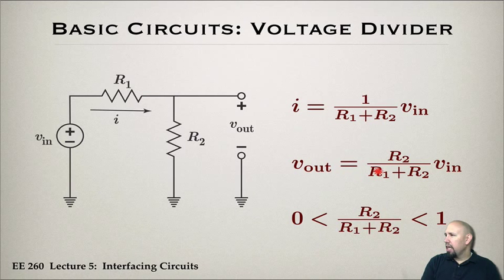Okay, if R2 is small compared to R1, then this ratio will be less than 1. So in general, it will be between 0 and 1.